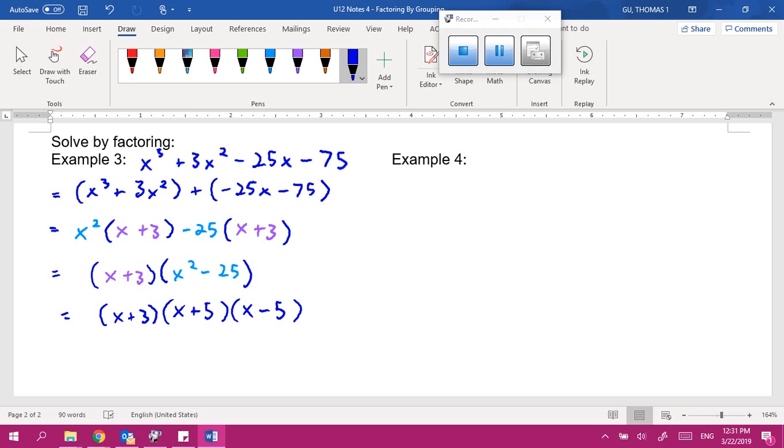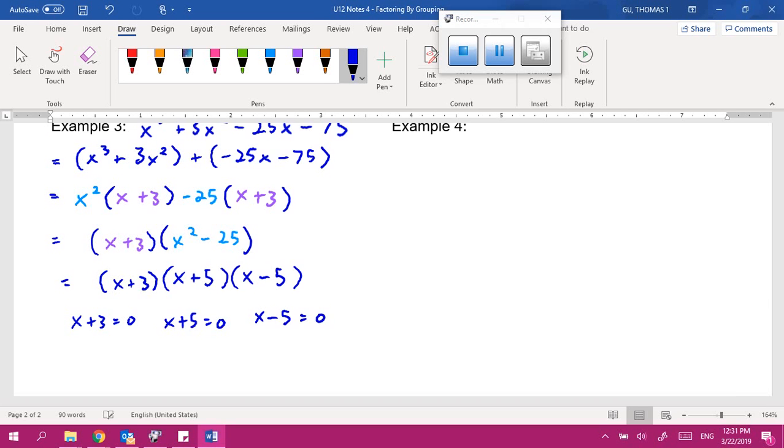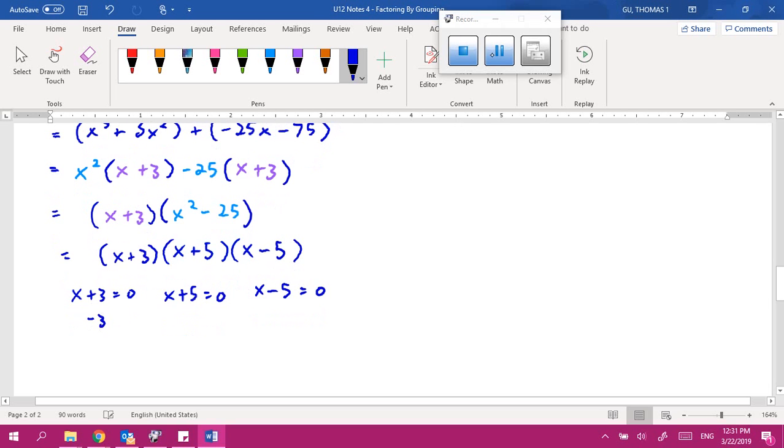So remember, this question says to solve. So what else do I have to do after this? How do I do that? What do I write? x plus 3 equals 0? Right, and? Okay, so then what are my x's equal to?